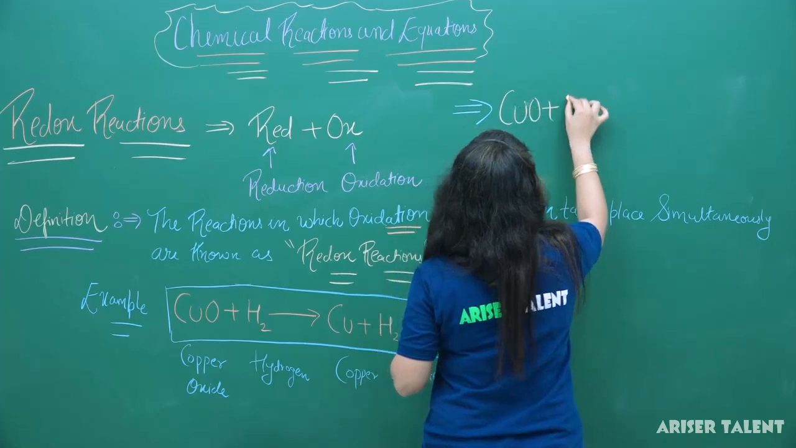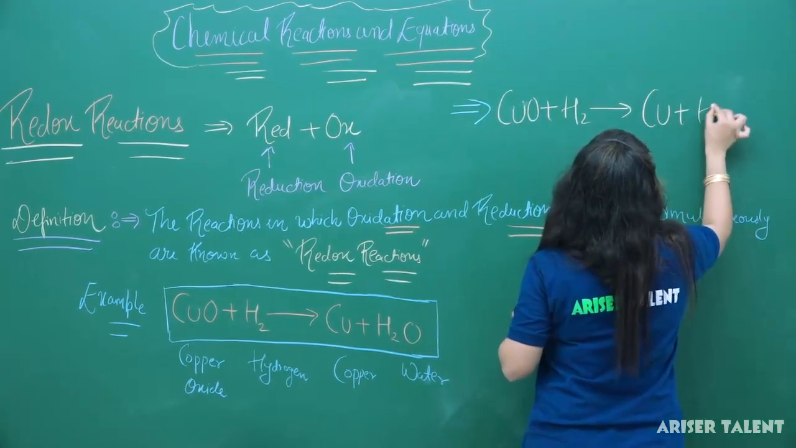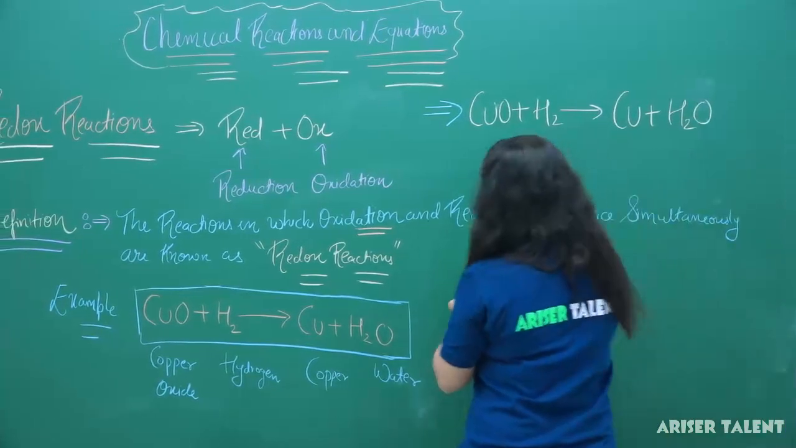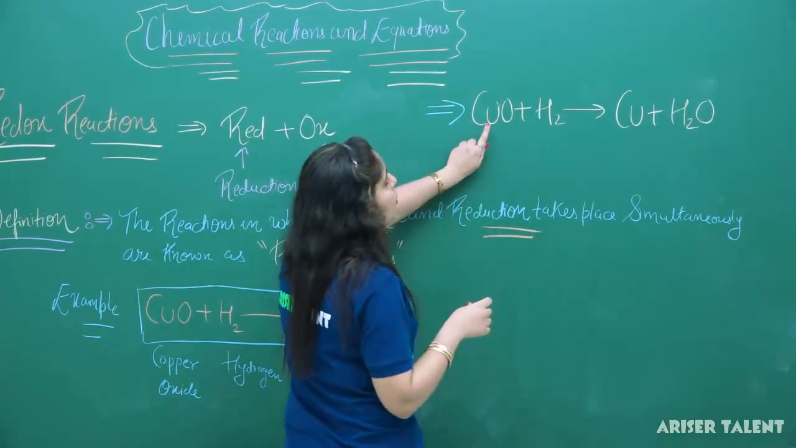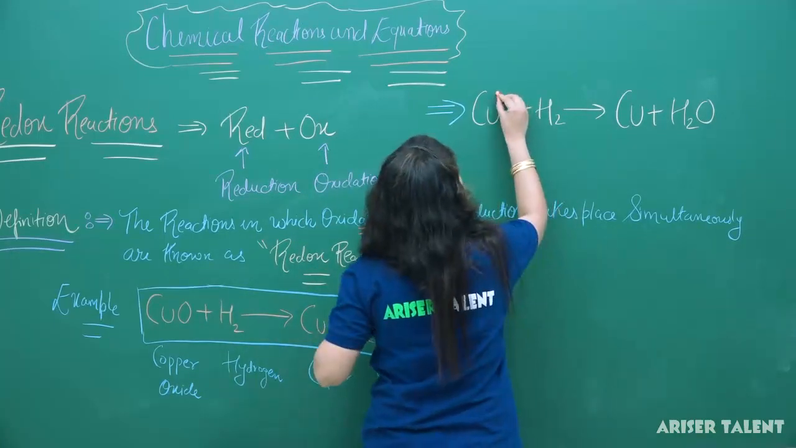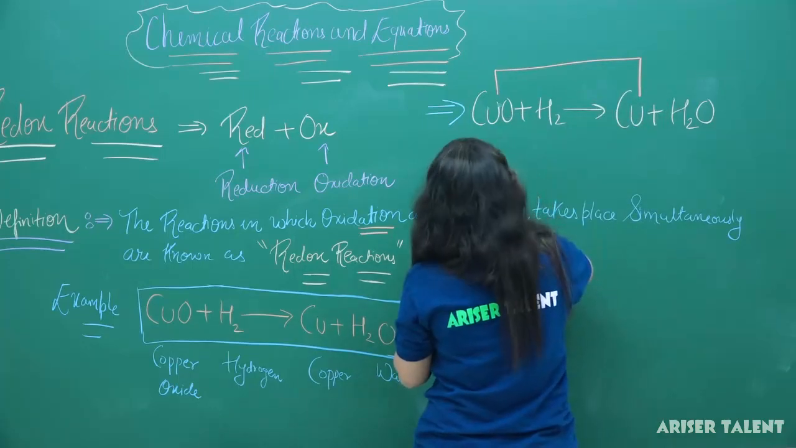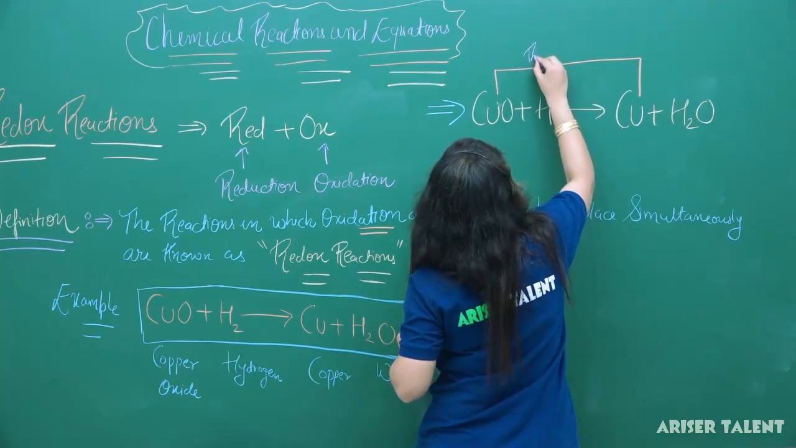Here we can understand it. CuO plus H2 gives Cu plus H2O. You can see here copper oxide loses oxygen and is reduced to Cu. It means there is a removal of oxygen.